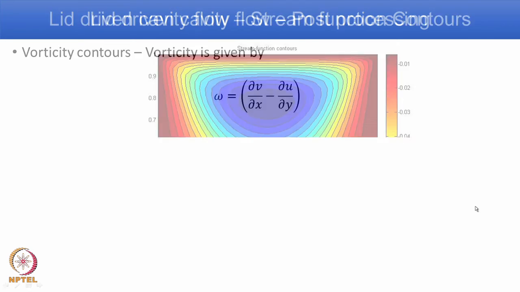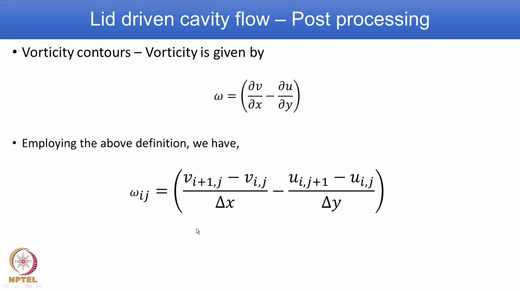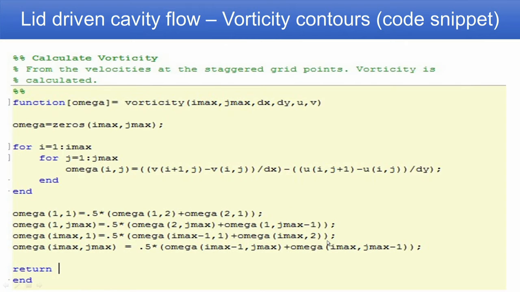Next we have a vorticity contour. Vorticity is again defined based on velocity components as shown here: omega is equal to dou v by dou x minus dou u by dou y. You employ the above definition and write the discretized form of that equation: omega at I comma j equal to v at I plus 1 comma j minus v at I comma j by delta x minus u at I comma j plus 1 minus u I comma j by delta y. Using this you can calculate the vorticity, and it is shown in the form of a code.